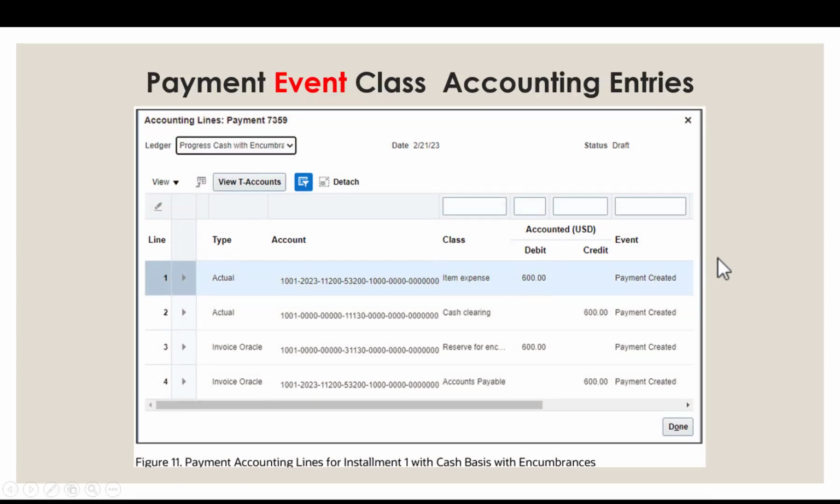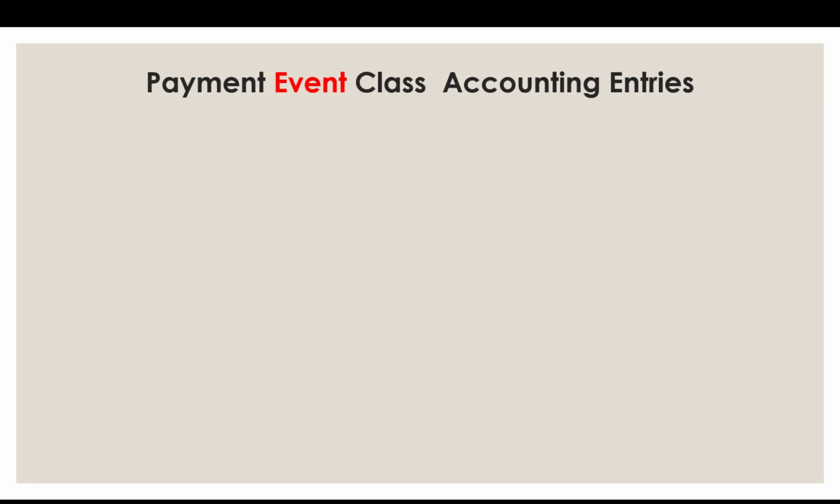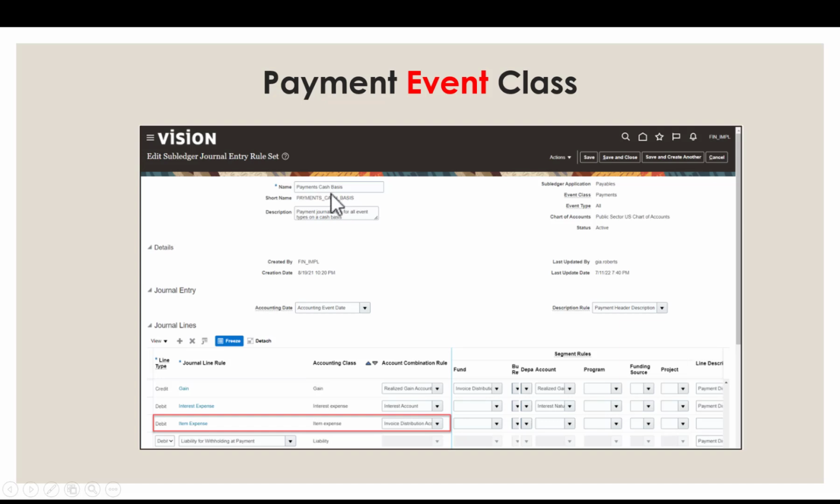So again, you have to duplicate the payment accrual basis journal entry rule set and name it payment cash basis. In the payment cash basis, delete the debit line to the liability. You will find it deleted, and from here add a new one with the journal type item expense and account combination rule set to invoice distribution account. Assign the payment class journal entries rule set to your subledger accounting method as SLA.